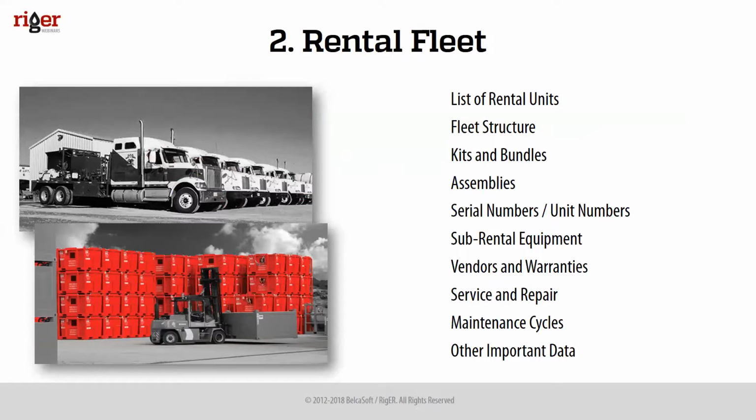The next very important thing will be the rental fleet. So we need to understand and describe in the system the list of rental units, fleet structure, kits, bundles, combo units, assemblies, serial numbers and unit numbers, sub-rental equipment, if any, vendors and warranties, if we need to track them, service and repairs, maintenance cycles, and other important data. So RigER is a very robust system and has a lot of different information about rental fleets.